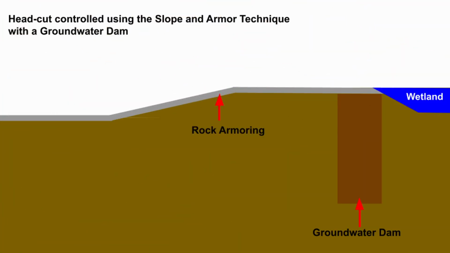This drawing shows how a groundwater dam and the slope and armor technique can be used to restore a wetland that's impacted by a head cut. A groundwater dam was constructed across the spillway or the outlet of the wetland. The vertical face of the head cut was then sloped. The surface of the groundwater dam and the spillway were armored with rock that was embedded into the ground to control erosion. Water leaving the wetland will now flow over the rock.